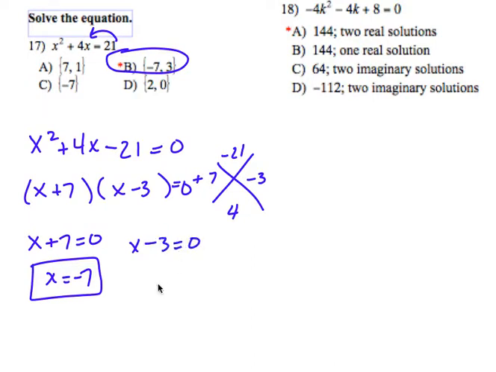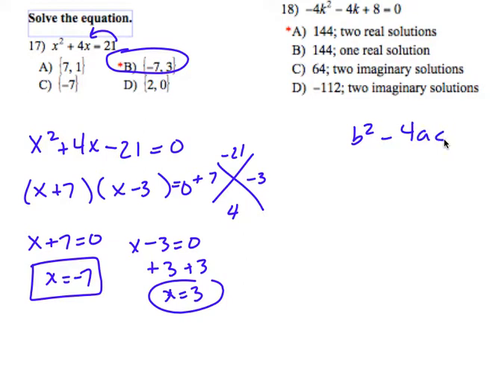For the next one, you had to remember what the discriminant was. So the discriminant is the value that's under the square root. So it's just the b squared minus 4ac. So this is your b, this is your a, and this is your c. So b squared minus 4 times a times c.